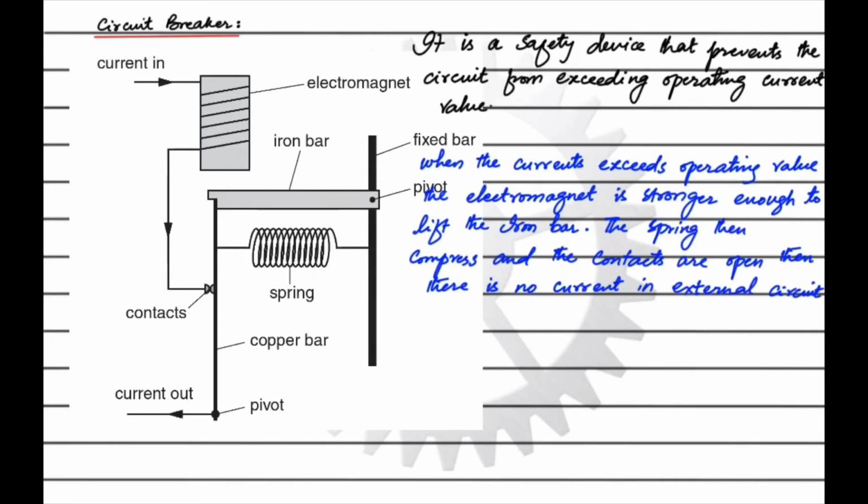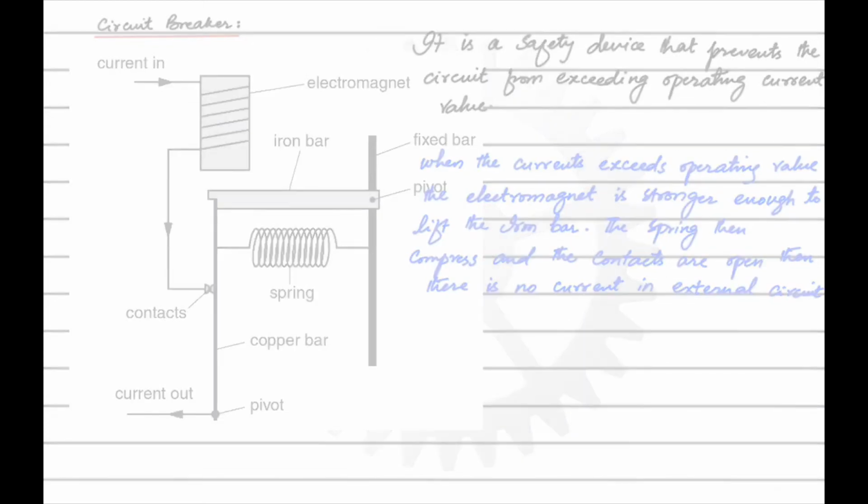So when the current exceeds the operating current value, the circuit breaker stops the current flowing in the appliance, and this prevents any possible danger that can arise because of any technical fault. So by this, the user and the appliance are both safe from any possible harm.